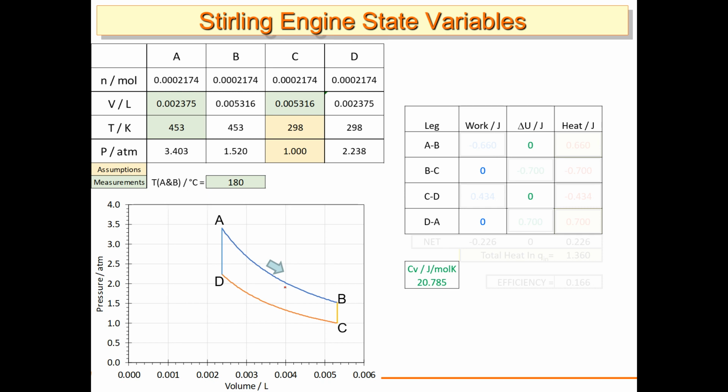Once we've filled out the state variables table, then we can start working on these performance parameters. And so notice there are already some zeros here. So help me understand why the energy change for leg A, B, so from point A to point B, is 0. How can I just automatically put that without doing any calculations?